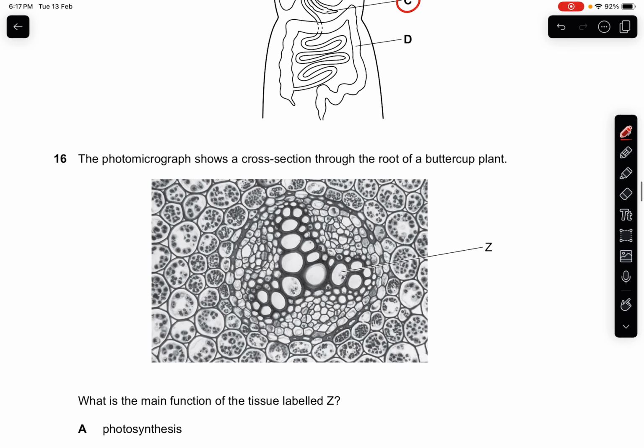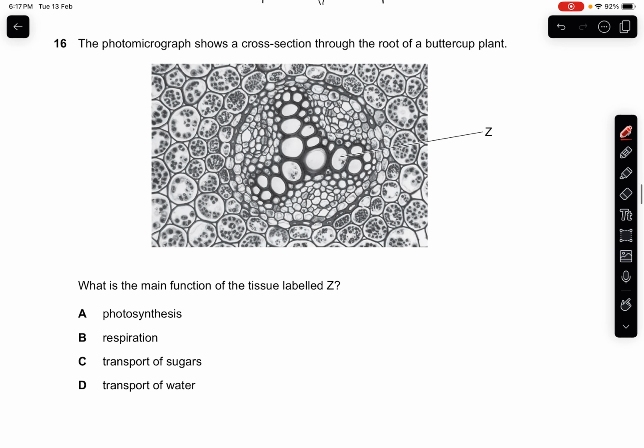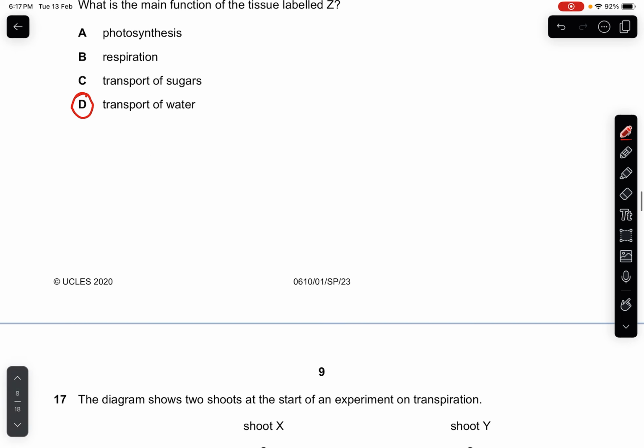Question 16. The photomicrograph shows a cross-section through the root of the buttercup plant. What is the main function of the tissue labeled X? So you can see this is pointing at this, but actually you can see it's an egg shape. So this is a xylem. And what does the xylem do? To help to transport water and mineral ions. So the answer is D.